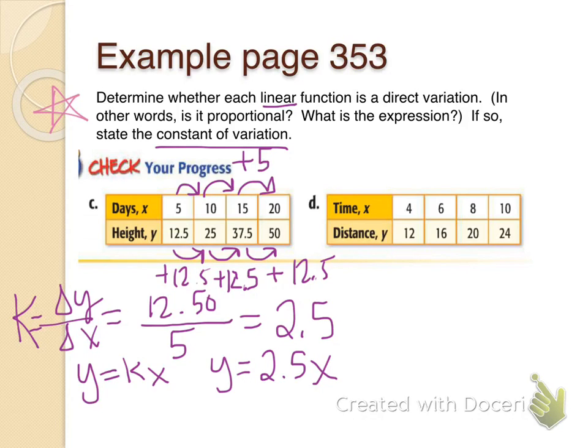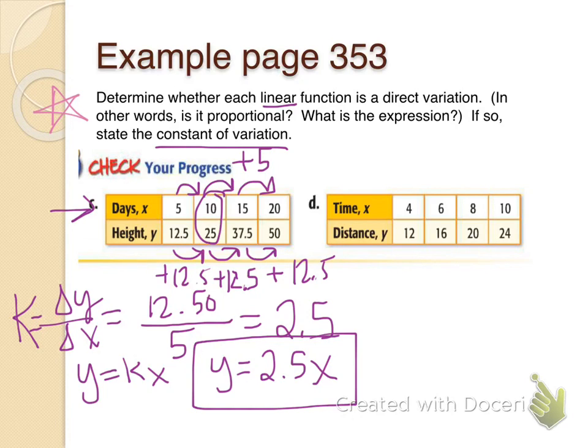So y equals 2.5x, yes, that is a direct variation. Now you can check yourself, plug in any of these x values and see if you get the y out. So if I plugged in 10, 2.5 times 10 does in fact give me 25, which is what I was looking for. So you can go back and make sure that you've done it correctly. All right, let's look at the next one.